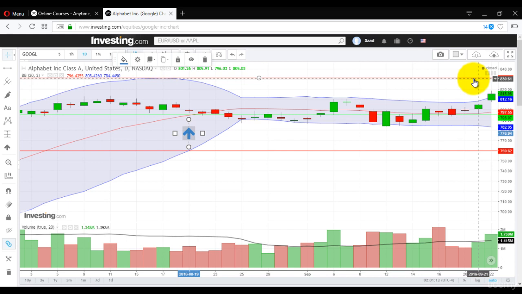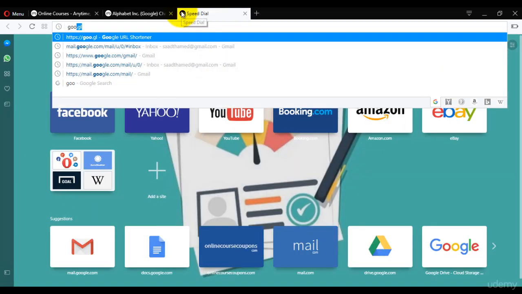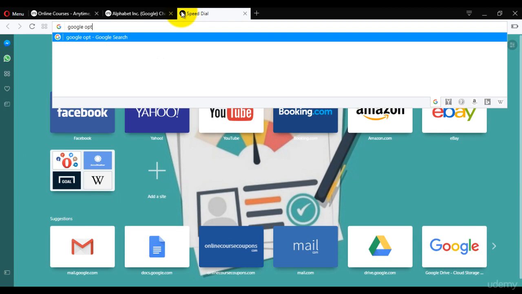As we discussed in the earlier lectures, this is the maximum loss. But this is not the maximum loss. This is a far smaller loss because you have made money through premiums. So those premiums will give you more cushion to save losses. Now let me show you the Google option chain.